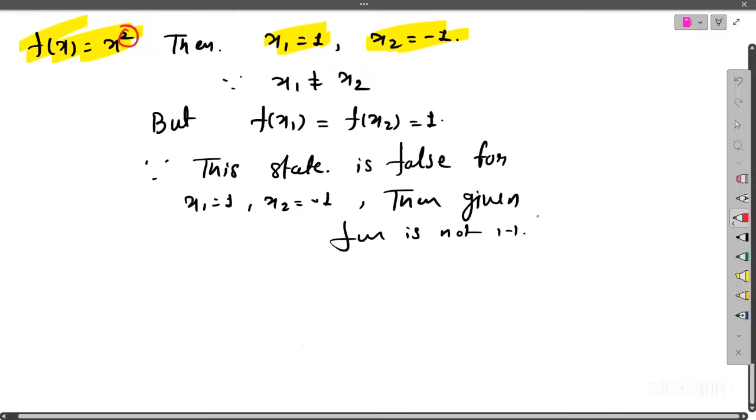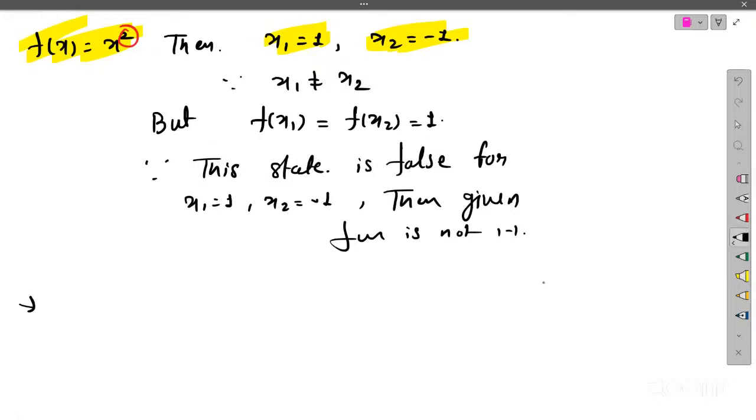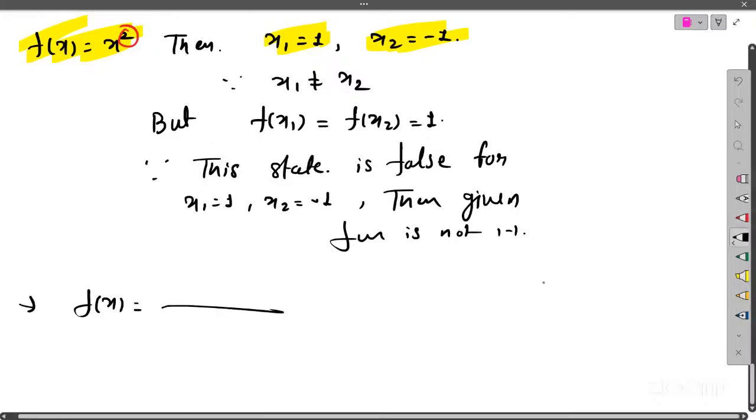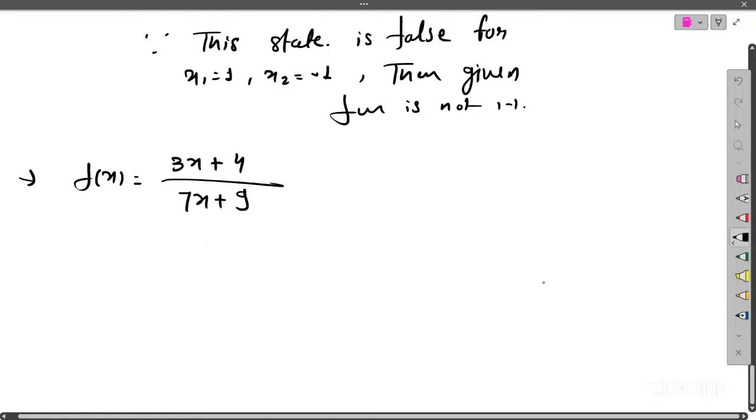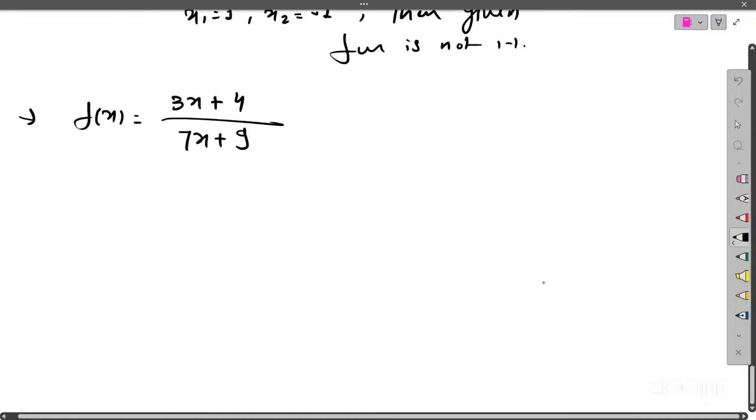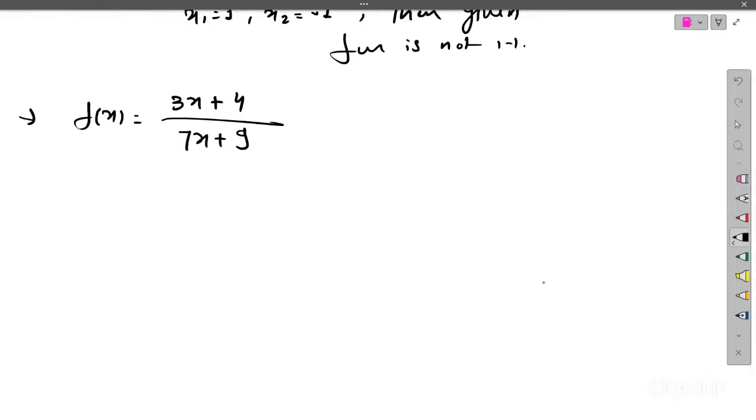So suppose I take, for proof, f of x equals (3x plus 4) upon (7x plus 9). Suppose this is a function. I also don't know whether it is a one-one function or not, but let's try to find out. Since it's a linear-type function, it is possible that this function could be a one-one function.